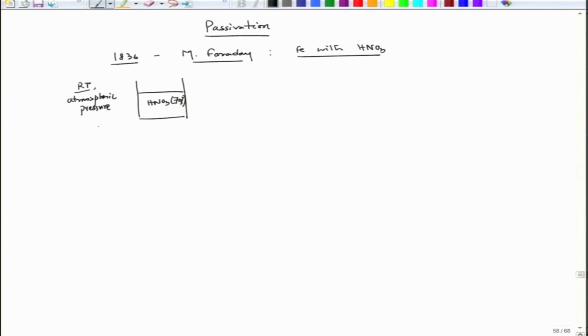Fine. So, this is the condition, and if we introduce a freshly prepared, polished iron block into it, initially you will see bubble formation. Initially, of course, there will be small bubbles forming, but after maybe a couple of minutes, you would see that the bubble formation has receded, and no more bubble formation is there.